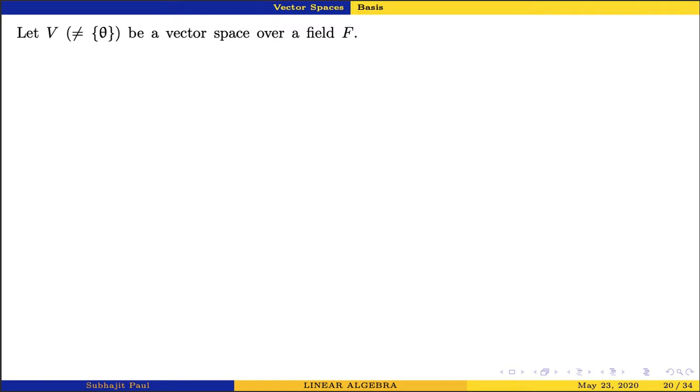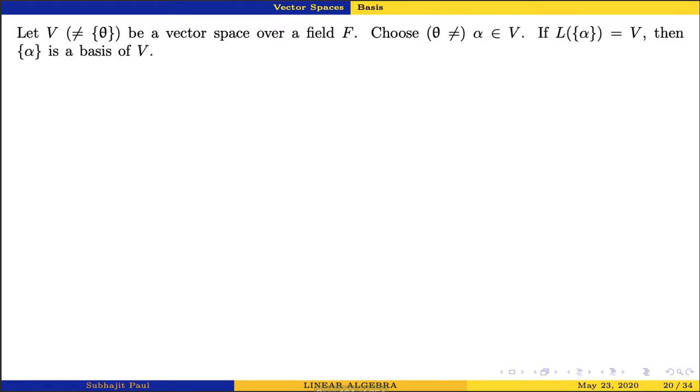So let V be a non-trivial vector space over a field F. Choose a non-zero vector alpha in V. Now, if the linear span of alpha is V, then alpha is a basis of V because we cannot reduce it to anything else. So, if not, choose another vector beta and consider the linear span of alpha and beta together.